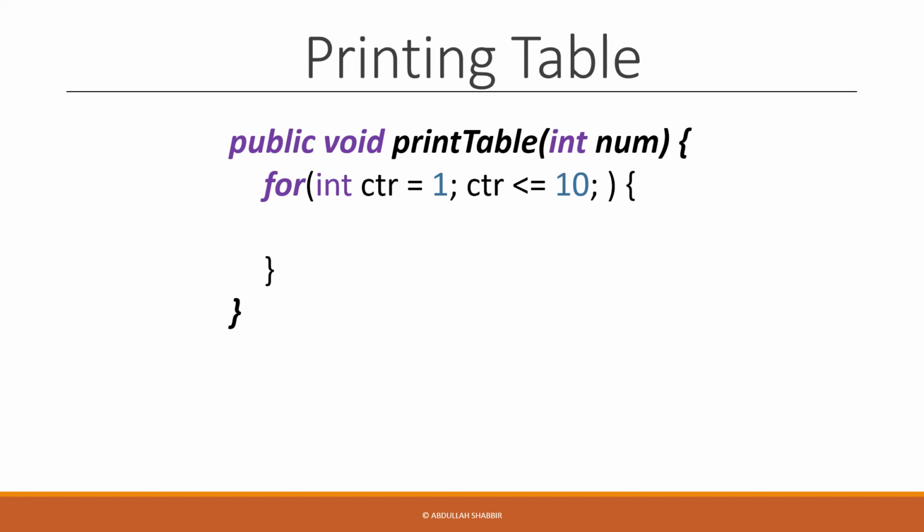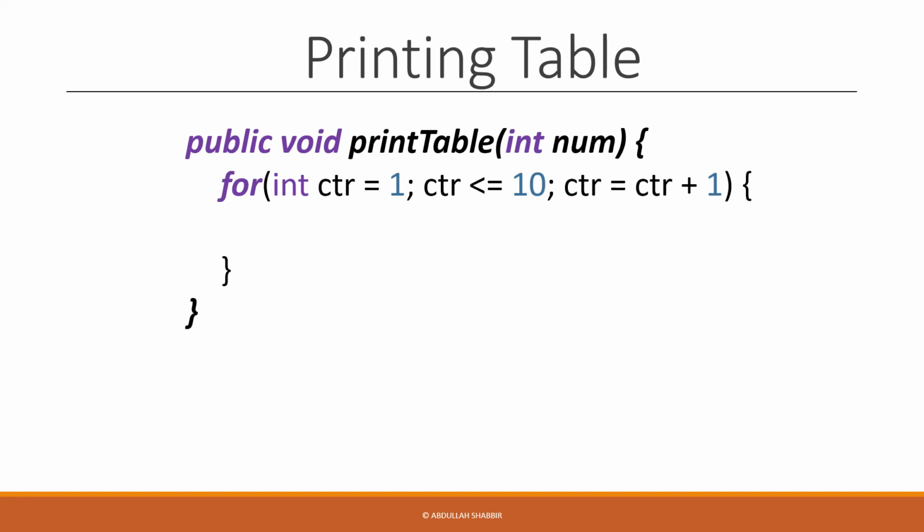Let's write the update clause. In the update clause, I have my counter variable incremented by 1 every time after my loop body is executed, because I want my parameter to first get multiplied by 1, then 2, then 3 and so on till 10. And finally, I can now write my println statement. Inside the parentheses of println, I can simply multiply my parameter with the for loop variable counter to get the correct table of a number.